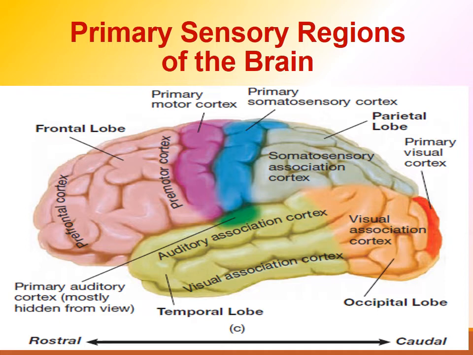Next, the location of function related to sensory cortex is the primary somatosensory cortex, which is the blue color. The primary somatosensory cortex is important in receiving information from our body senses.